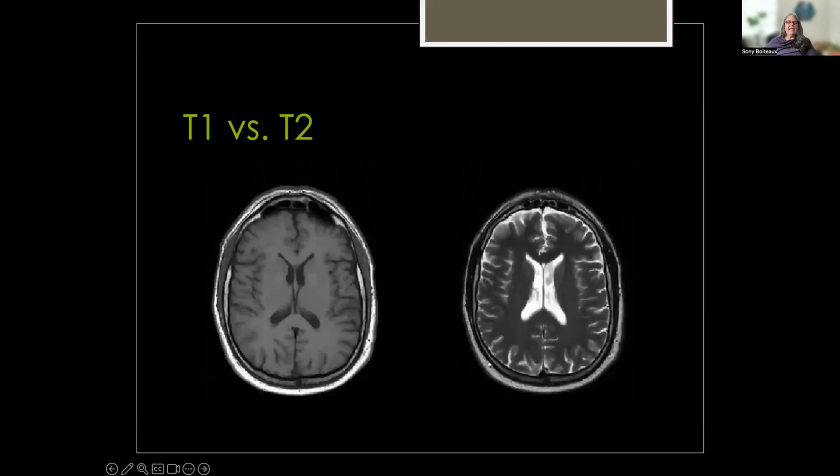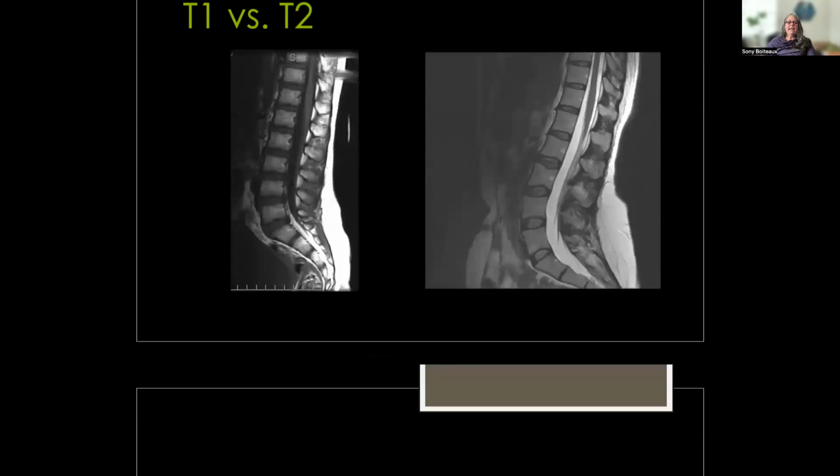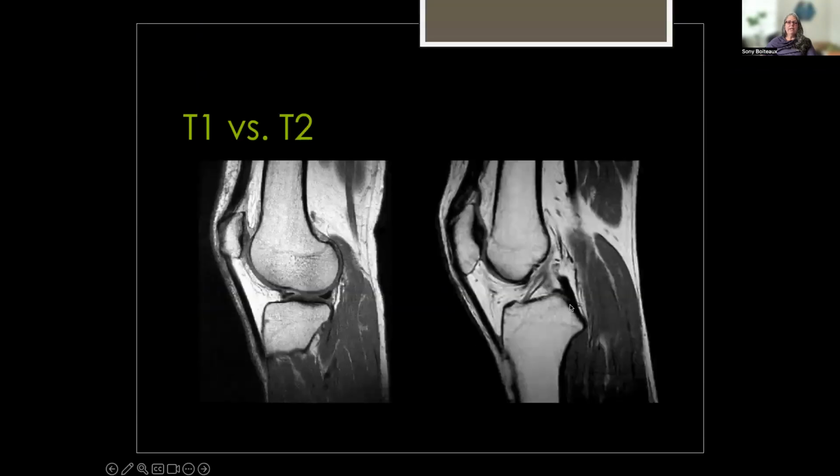Okay, and just a side by side. So here's a T1 brain and a T2 brain. So we have T1 on the left and T2 on the right. And then the spine, T1 again and T2. And our knee, T1 and T2. Again, you've got to look closely to see where those fluid accumulations are here in this anatomy, but they are there. We do see those clues from the fluid.